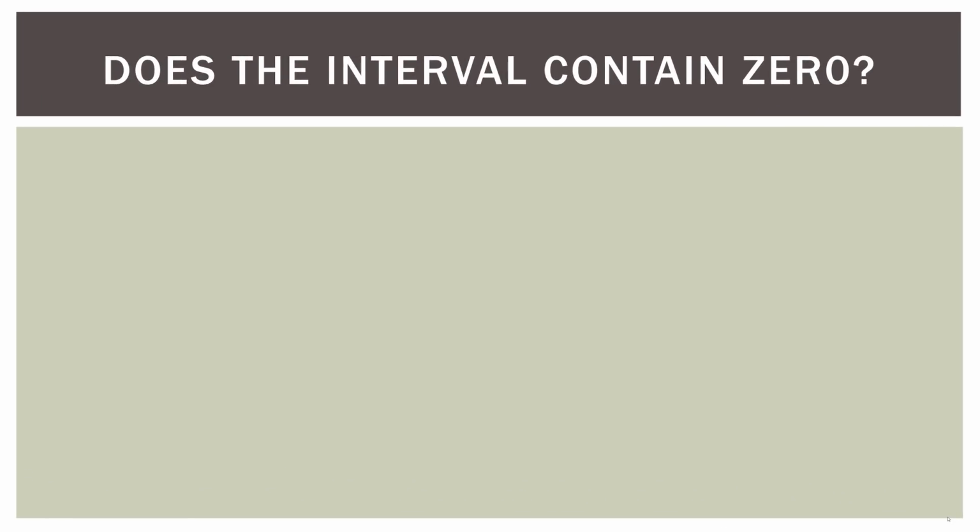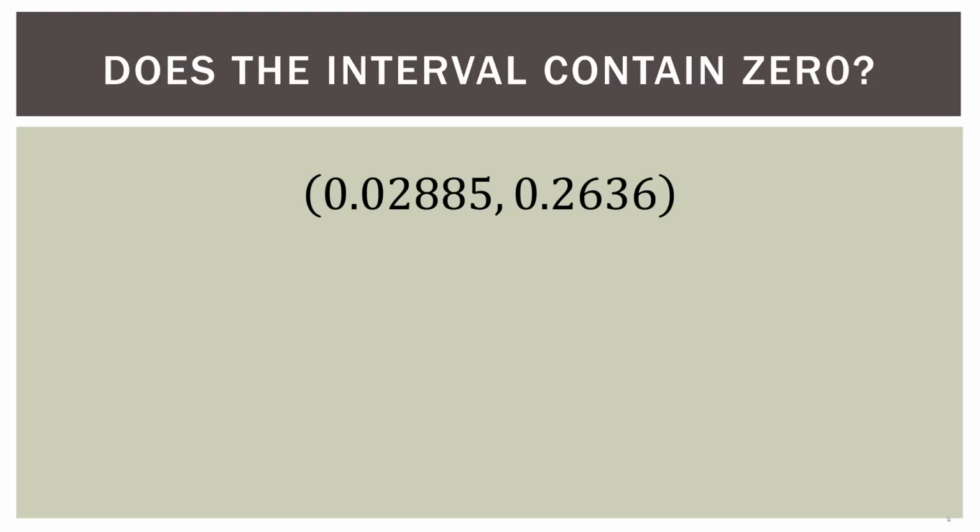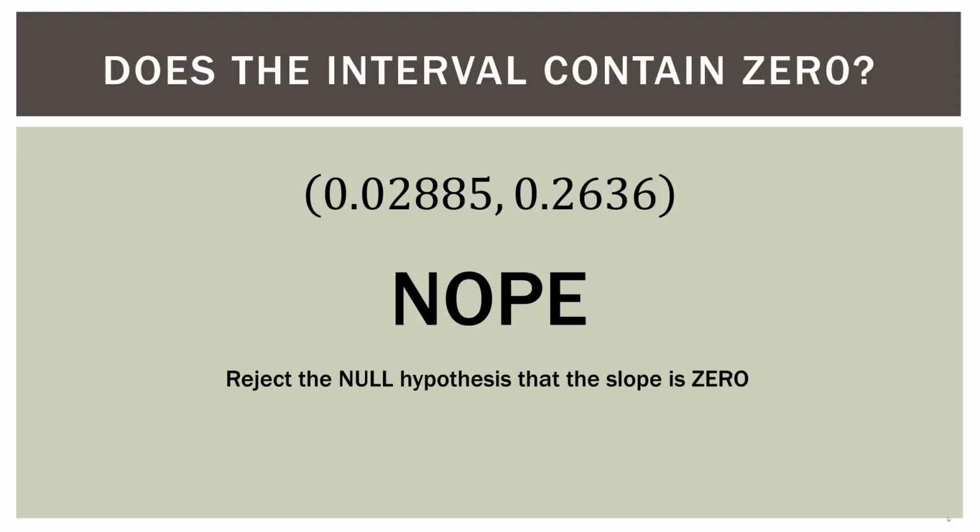Question. Very important question. Does this interval contain the value of 0? No, it does not. So what we can do is reject the null hypothesis that the slope is 0. Remember, in regression, we have our null hypothesis, that beta sub 1 is 0, and the alternative hypothesis is beta sub 1 is not 0. So we would reject the null hypothesis and say there's evidence that the slope of the regression line is not 0 based on this 95% confidence interval.